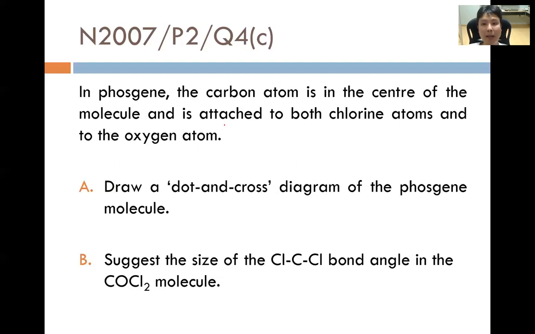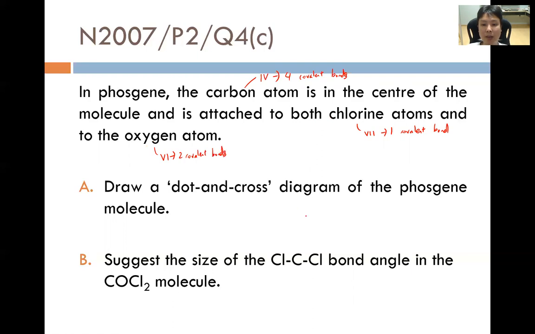In phosgene, the carbon atom is in the center of the molecule and is attached to both chlorine atoms and to the oxygen atom. Draw a dot and cross diagram of the phosgene molecule. The important thing about carbon is that it is in group 4, which means that it will form 4 covalent bonds. Chlorine is in group 7, which means that it will form 1 covalent bond. The important thing about figuring out the dot and cross diagram and the structure of the molecule is always to first figure out how many covalent bonds each atom needs to form. This will greatly help you in solving every question. Oxygen, on the other hand, is in group 6, which means that it will form 2 covalent bonds.